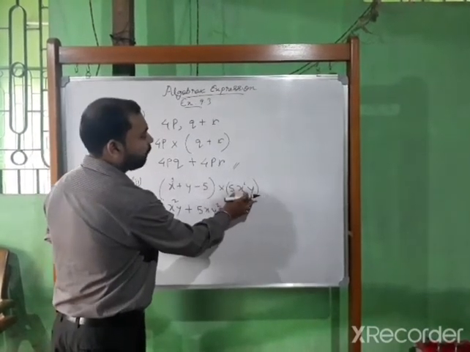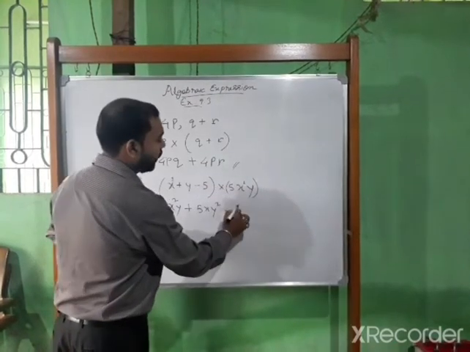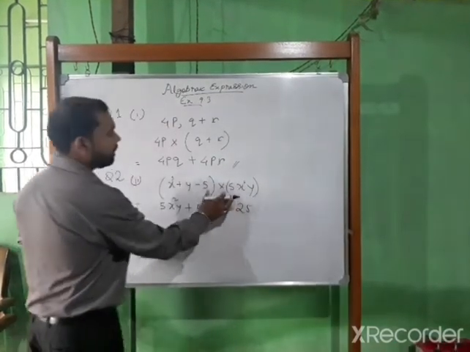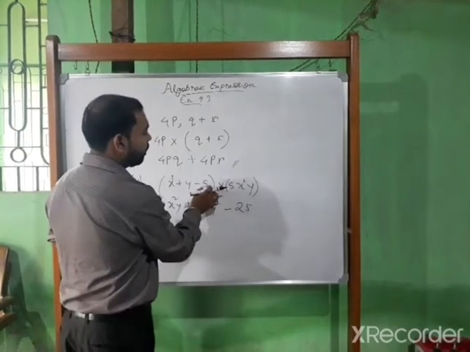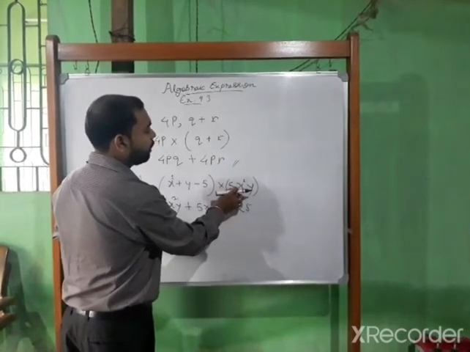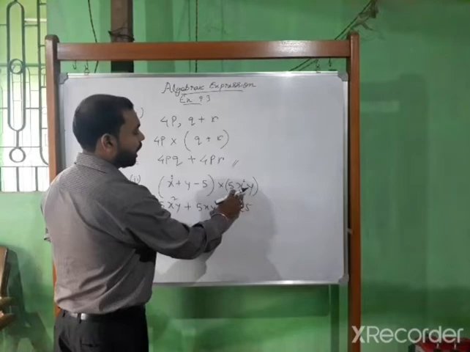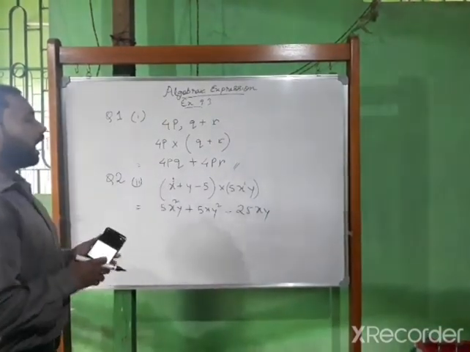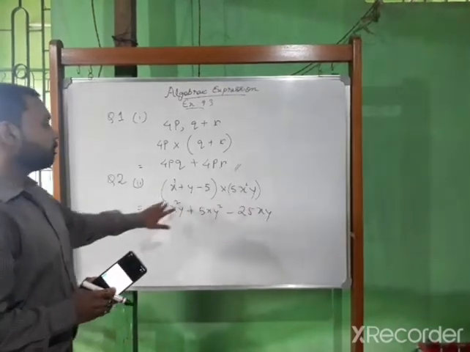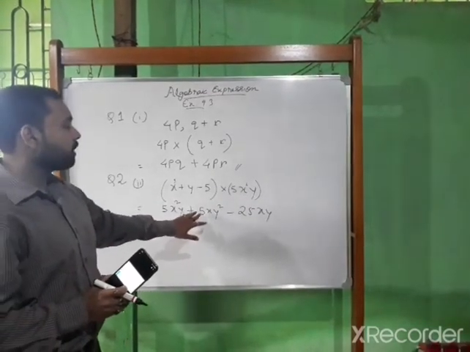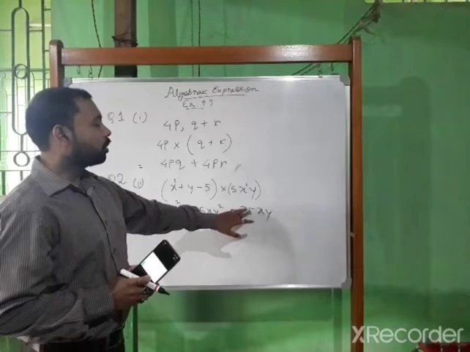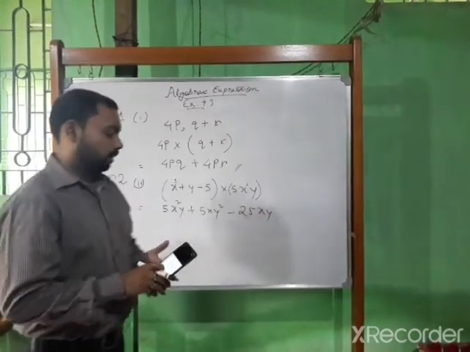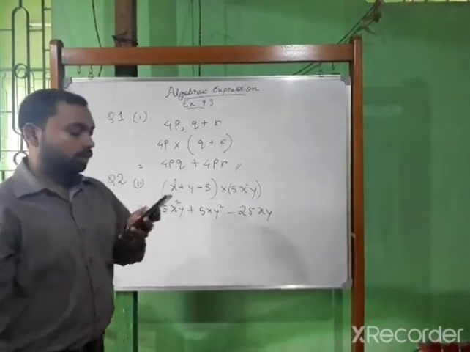5 multiplied with 5xy, so 5 fives are 25. We have to multiply this coefficient. Okay, and this is the constant. This constant will multiply with the coefficient. 5 fives are 25, and the rest, the variables, you write. So this is the way how to multiply a monomial with a trinomial. So the answer is 5x square y plus 5xy square minus 25xy. Now let me move to the third question.